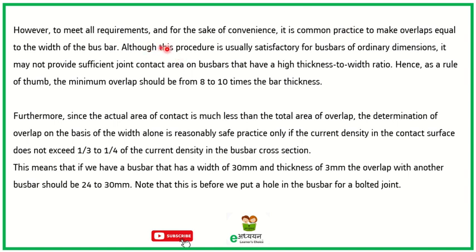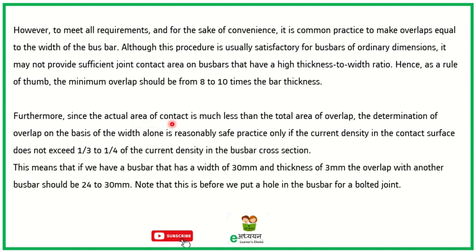However, to meet all requirements for the sake of convenience, it's a common practice to make the overlap equal to the width of the busbar. Although this procedure is usually satisfactory for busbars of ordinary dimension, it may not provide sufficient joint contact area on busbars that have a high thickness to width ratio. Hence, as a thumb rule, the minimum overlap should be 8 to 10 times the bar thickness.